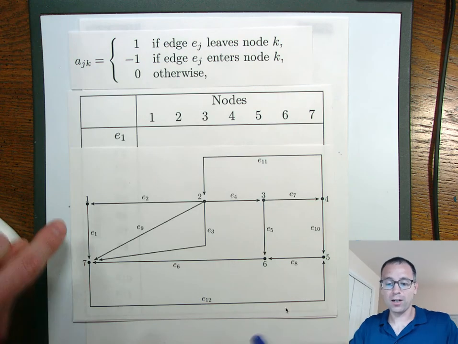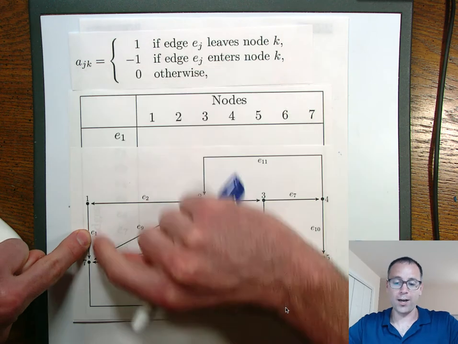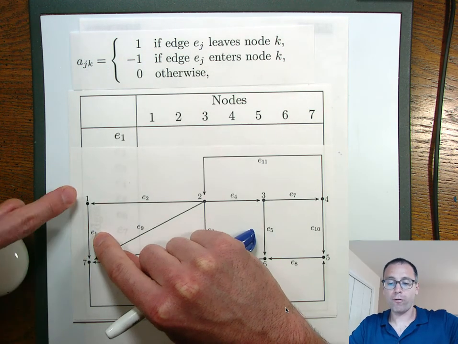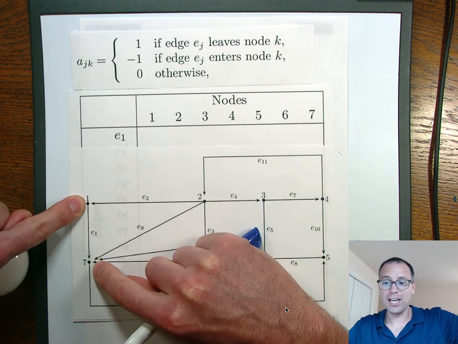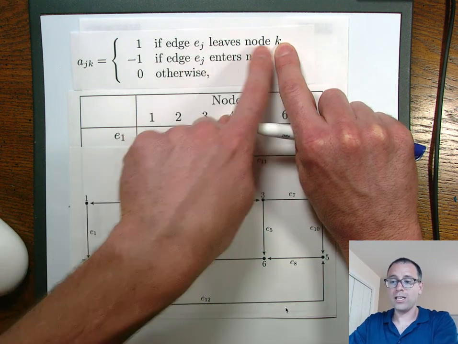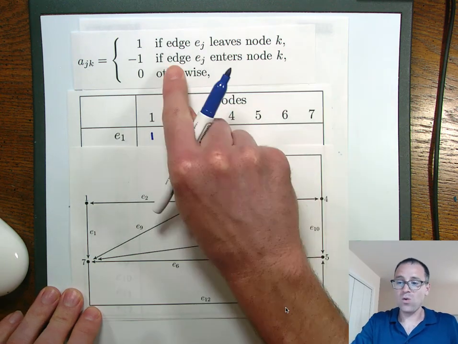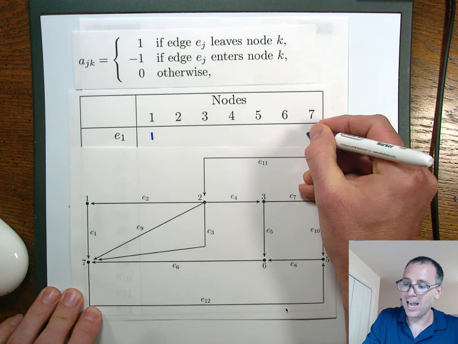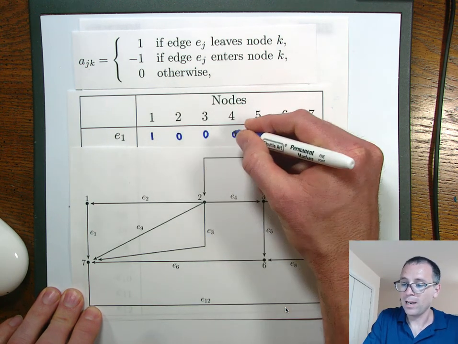In order to get started, let's take a look at E1. So in this situation, J would be 1, and then K is the node. E1 goes out of node 1 and into node 7. So we say that E1 leaves node 1, so that's going to be a 1 there. E1 enters node 7, so that's going to be a -1. Everything else is 0.